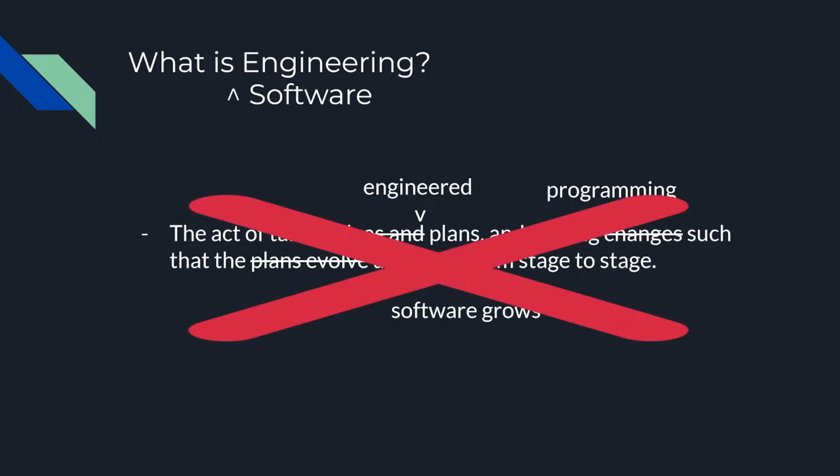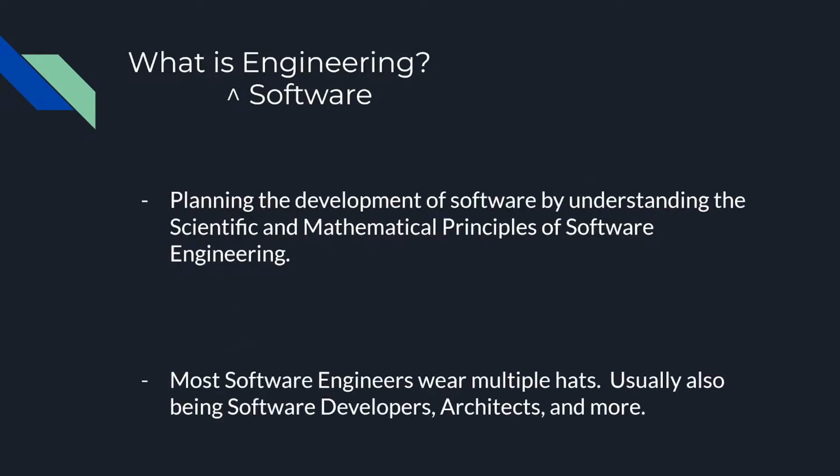Now the engineer. I had this little slide right here. It's no longer this development mentality. It's no longer just moving a plan from stage to stage. Software engineering is planning the development of software by understanding the scientific and mathematical principles. And most software engineers, I'll point down here, wear multiple hats. A lot of times, most of the time even, software engineers are also the software developers.